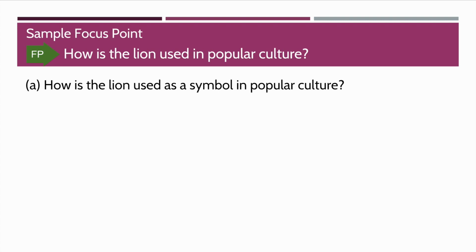So many of you are just starting out studying history, and you may not be familiar with all the different subjects. So one of the things that I thought that we could do is begin by having a practice question. And this question is about a subject that more than likely you have some base knowledge about already. So let's look at our sample focus point, and that is, how is the lion used in popular culture? And a typical type of a question that would appear in paper number 1 might be something along these lines. How is the lion used as a symbol in popular culture?